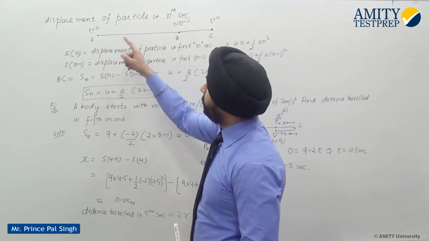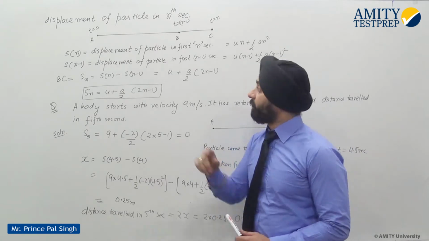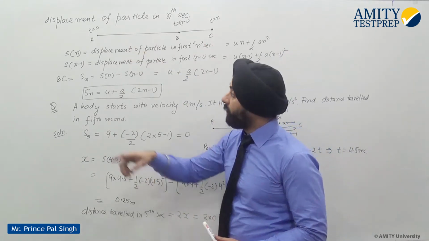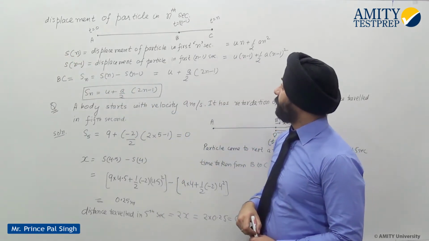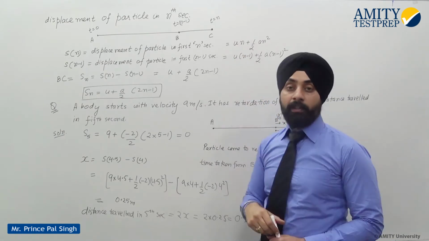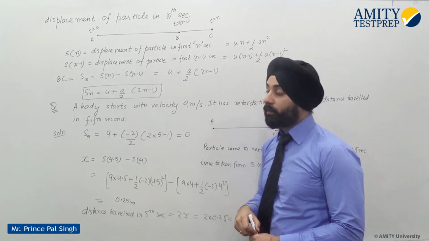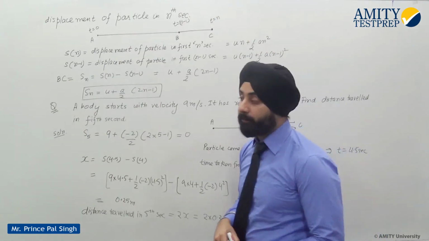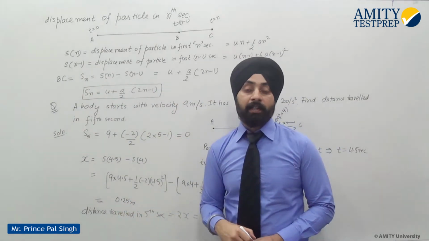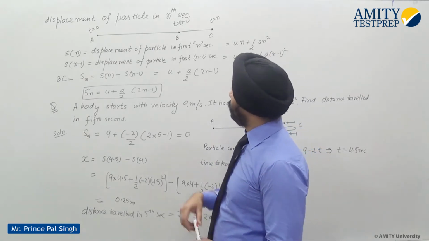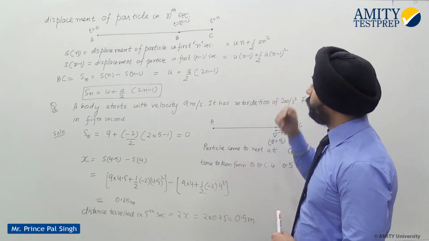In the same way, the displacement of the particle from A to C is the displacement of the particle in the first n seconds. So we write down Sn, the displacement of the particle in the first n seconds, which is equal to, by the formula ut plus half at square, putting small n in place of t, un plus half an square. In the same way, the displacement of the particle in the first n minus 1 seconds is u(n minus 1) plus half a(n minus 1) whole square.